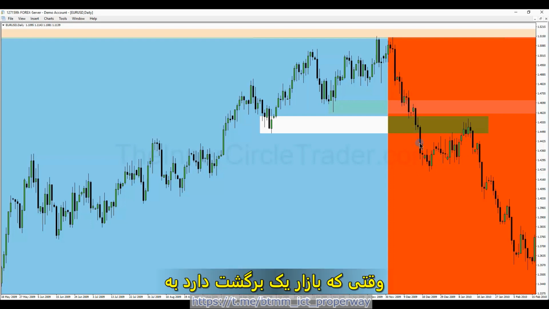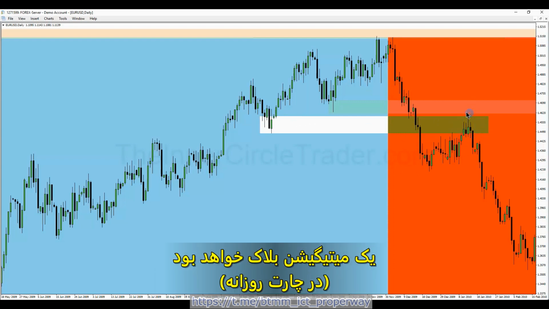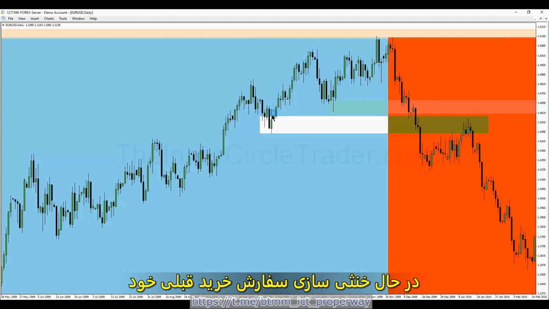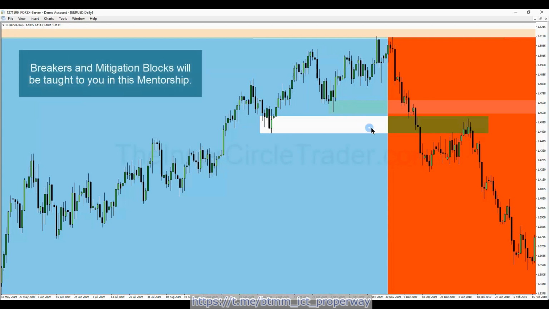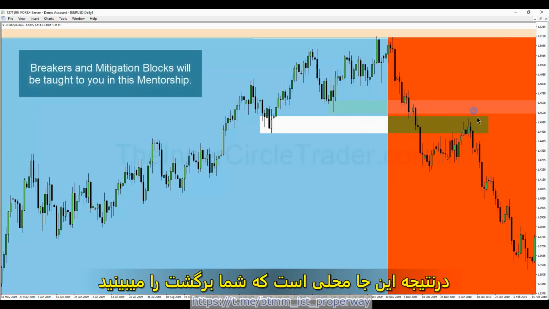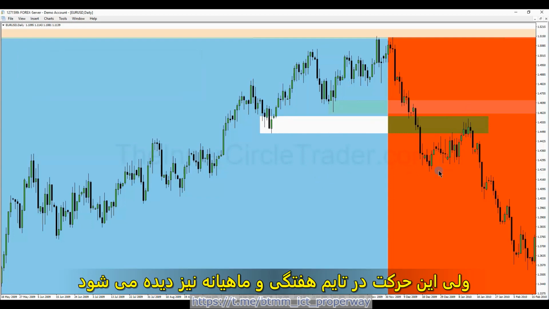When the market creates a return back into a monthly order block here, it becomes a mitigation block on the daily chart, because now we're unwinding what used to be bought here, which is a breaker. What is it breaking? This old high. That's where we're seeing it right here. You can clearly see it happening here on the daily chart, but it was seen on the monthly and on the weekly.